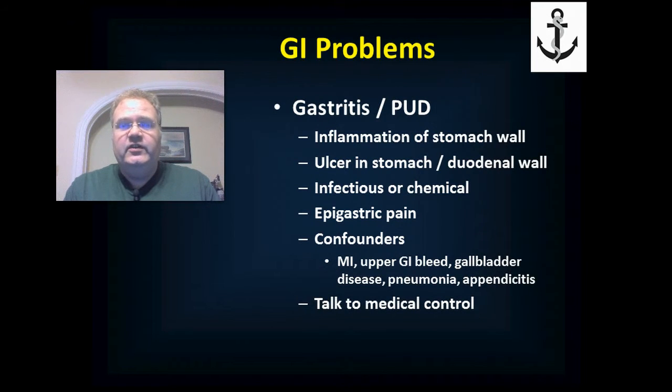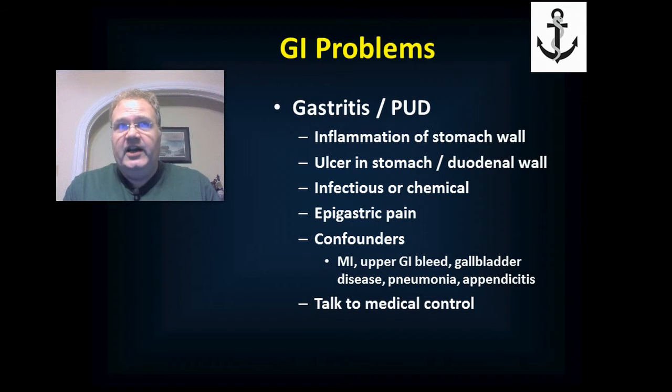Gastritis or peptic ulcer disease is inflammation of the stomach wall, and so you can get an ulcer in the stomach wall or the wall of the first part of the small bowel. This can be from the chemicals in the stomach, the hydrochloric acid. It can also be from infection, and H. pylori is the infection we think of that causes ulcers, but gastritis can occur from a lot of viral illnesses and also from food poisoning. So you get inflammation of the stomach wall, some nausea and vomiting. Just like with the symptoms of GERD or reflux, you can be having the same issues.